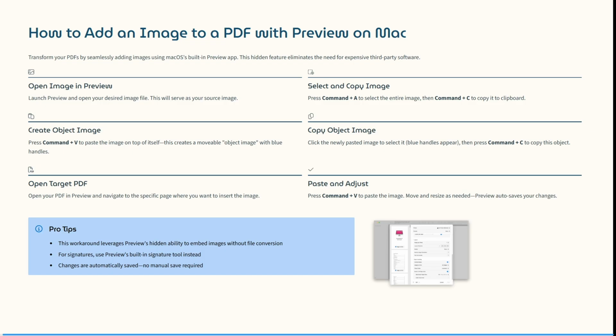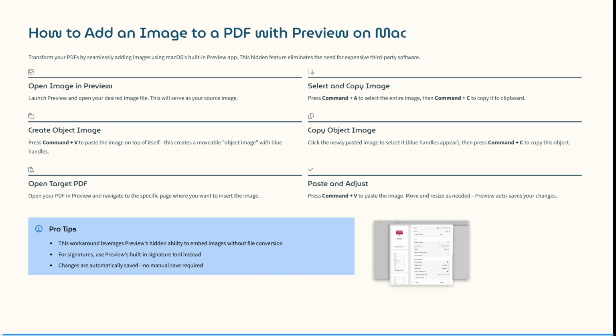Next, you need to press Command A to select the entire image and then Command C to copy it to your clipboard. You now need to press Command V to paste the image on top of itself. This creates a movable object image with blue handles. You then need to click the newly pasted image to select it. You'll see that the blue handles will appear, and then press Command C to copy this object. Remember, this is an object image.